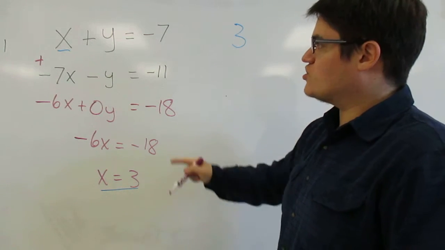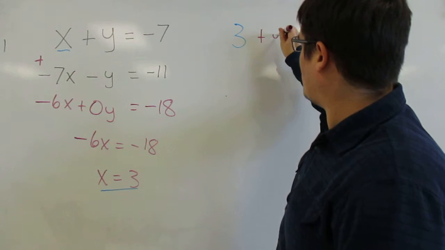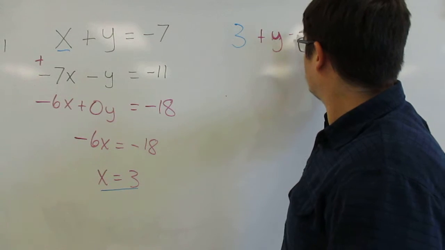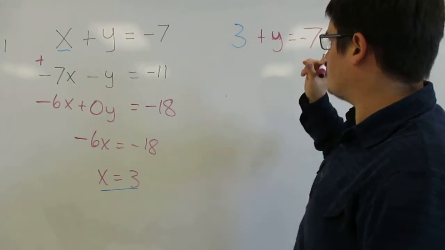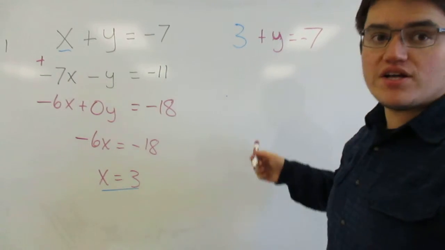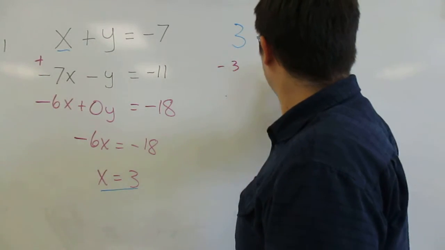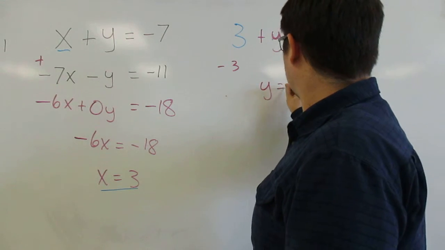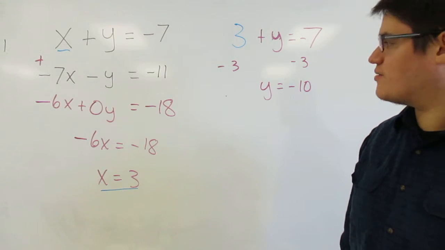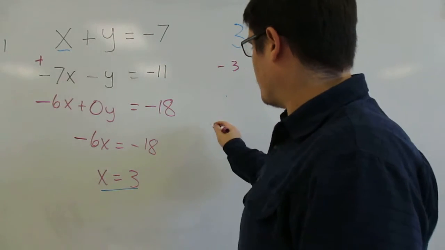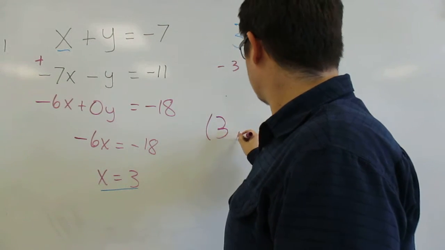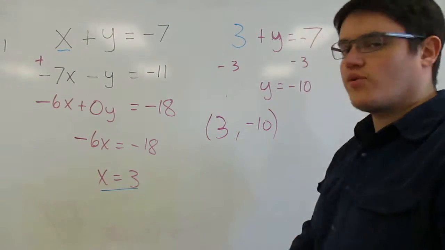So 3 plus y equals negative 7. So instead of x, I replaced it with 3. Now you can solve for y. Subtract 3, y equals negative 10. Remember, you could have used that one too, you get the same answer. Now we just write our answer as an ordered pair. Three comma negative 10.